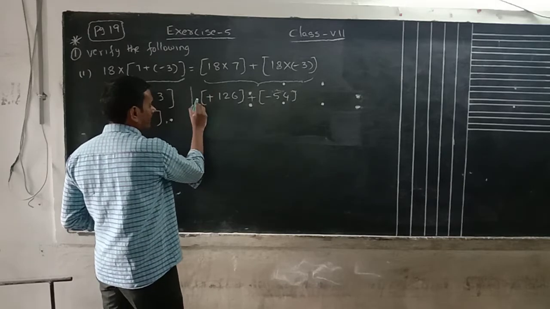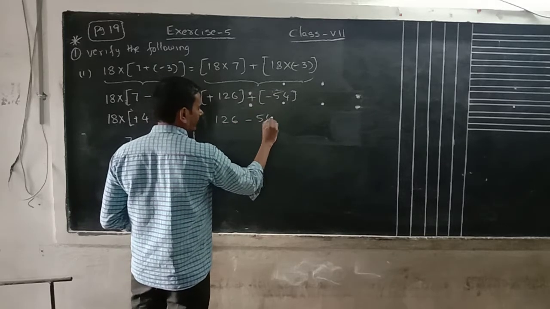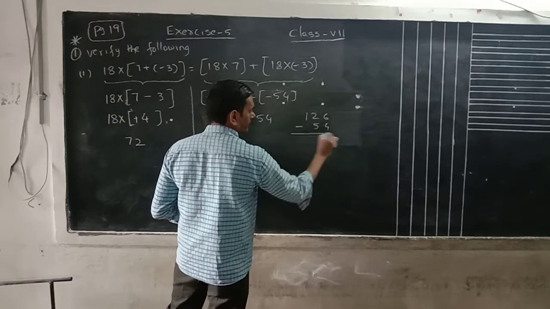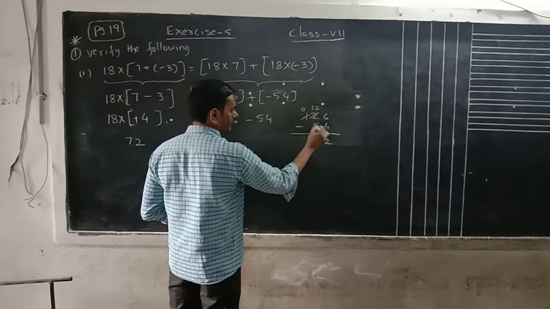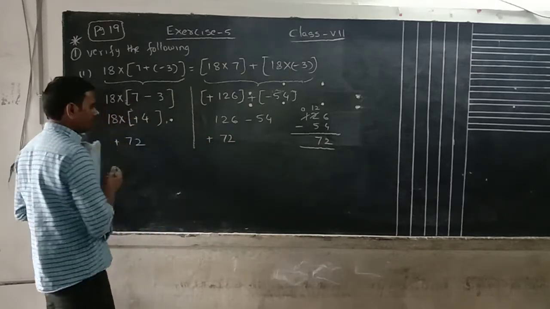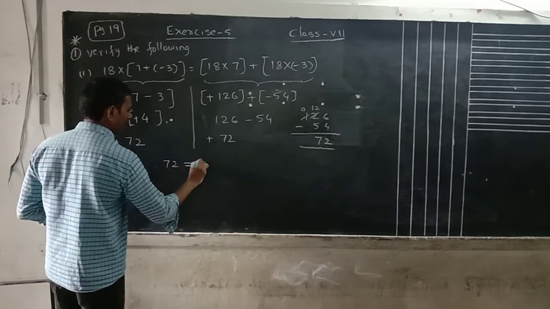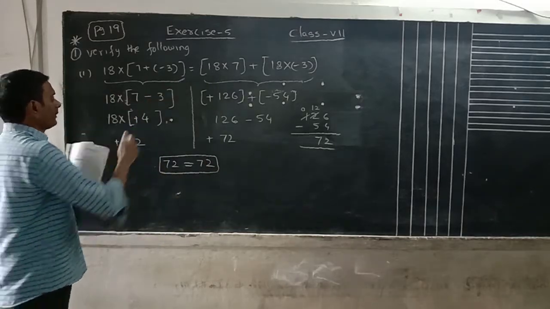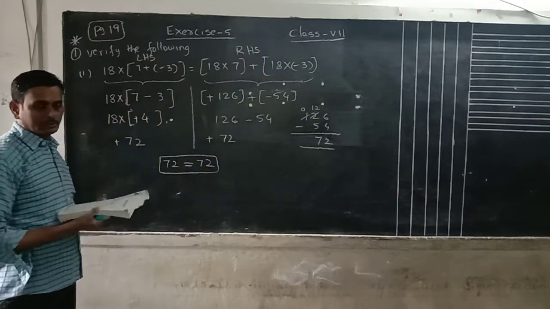Now remove the bracket. Before the bracket no sign is there, that is taken as plus only. 126 plus into minus 54. Subtract this. 126 minus 54. Subtraction: 6 minus 4 is 2. Take borrow, this becomes 0, this becomes 12. 12 minus 5 is 7. 72. It's 72 plus 72. Here also we got 72. Both results are same. 72 equal to 72. LHS equal to RHS. The before part of equal we call LHS. The after part of equal we call RHS.